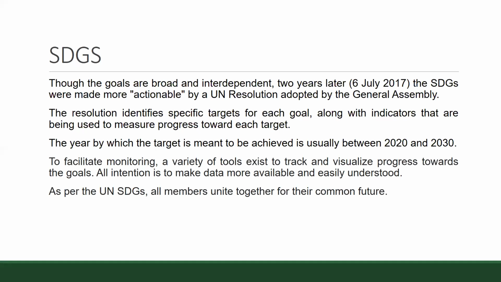Though the goals are broad and interdependent, 2 years later, in 2017, the SDGs were made more actionable by a UN resolution adopted by the General Assembly. The resolution identifies specific targets for each goal, along with indicators that are being used to measure progress towards each target. The year by which the target is meant to be achieved is usually between 2020 and 2030.